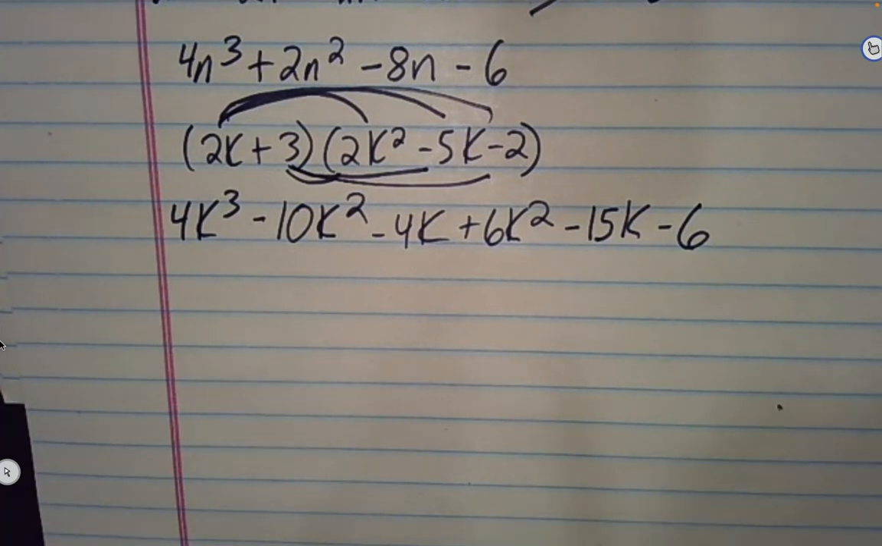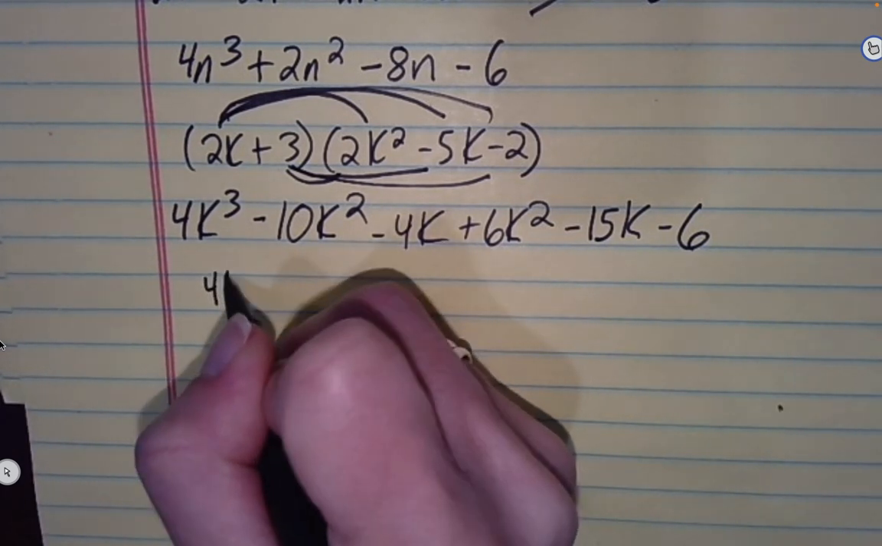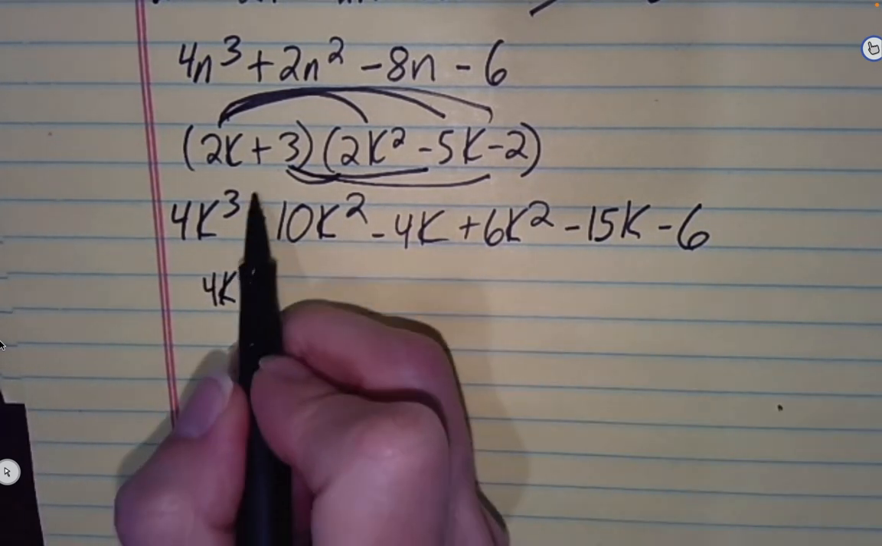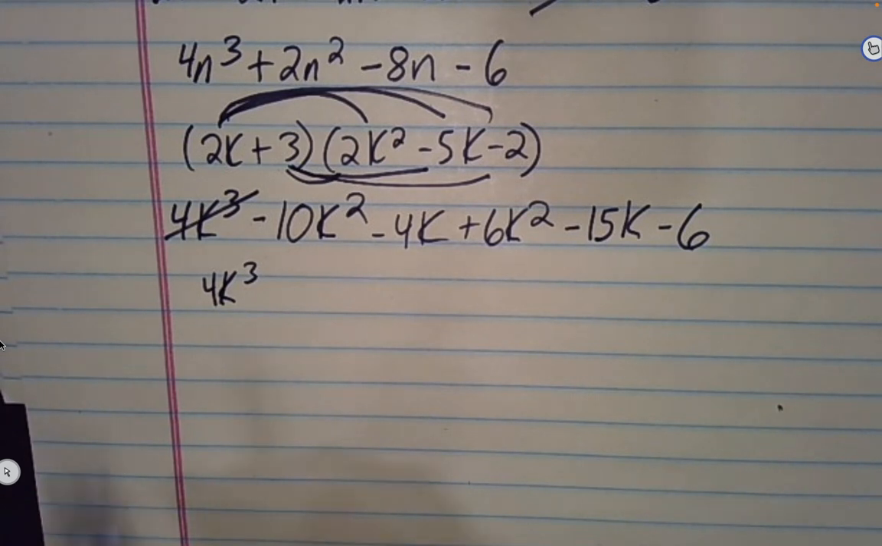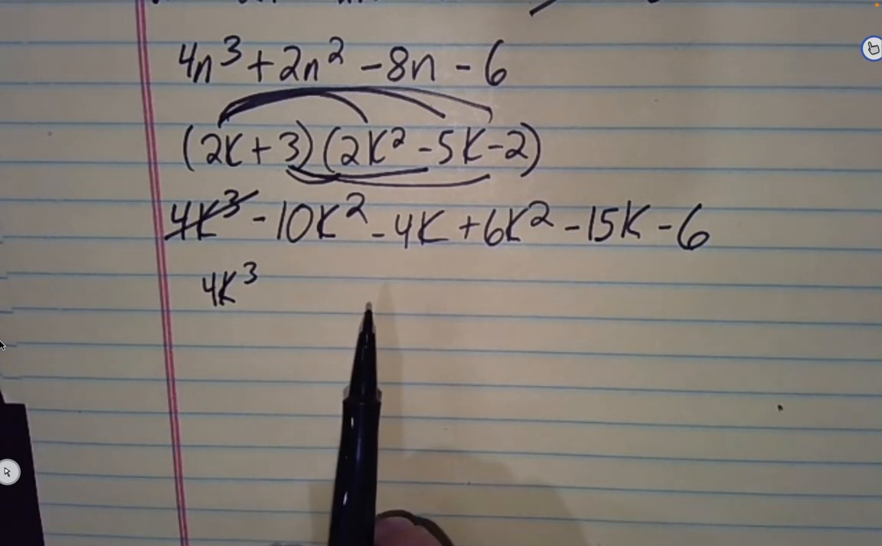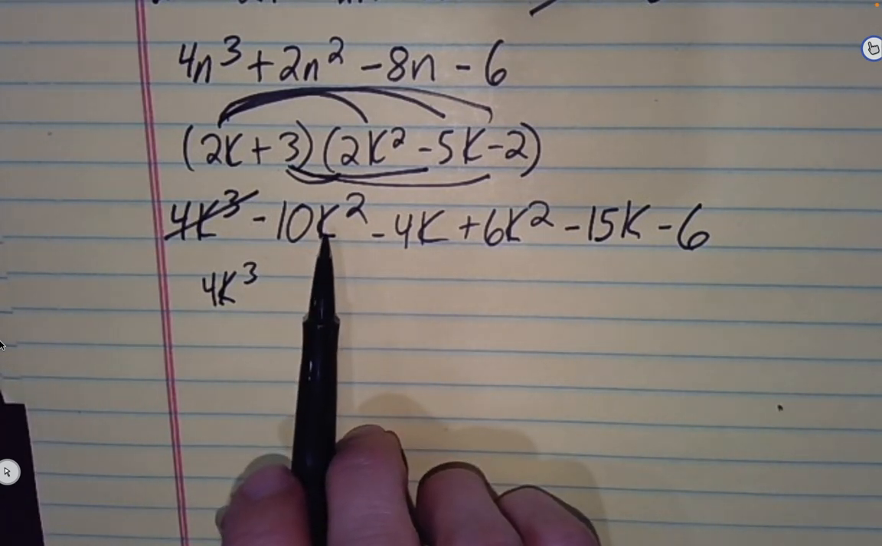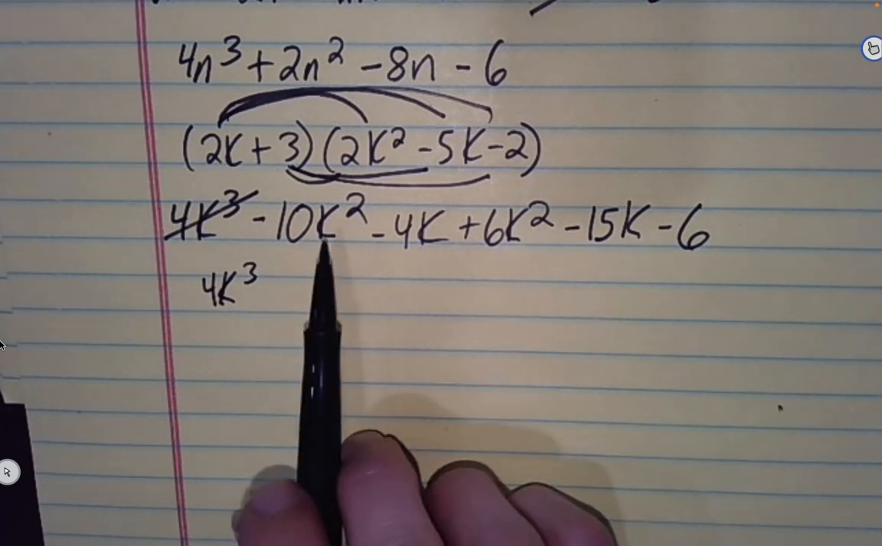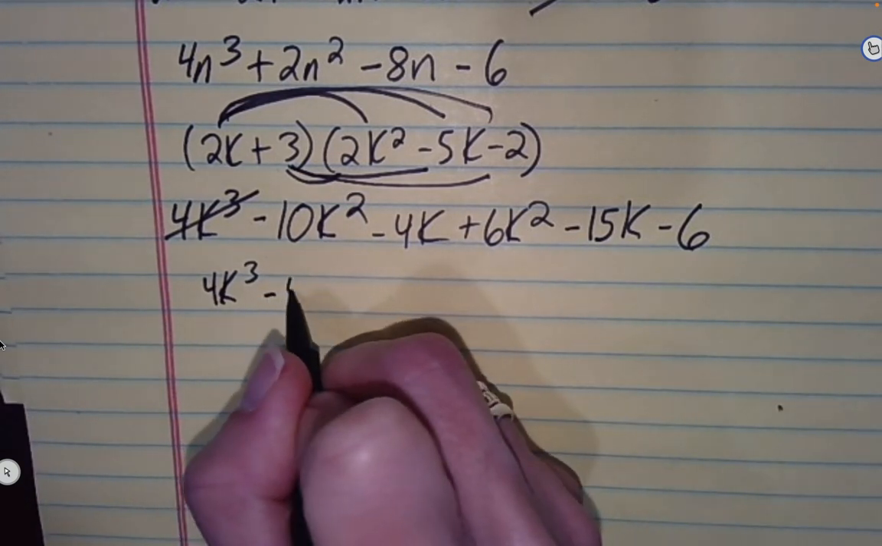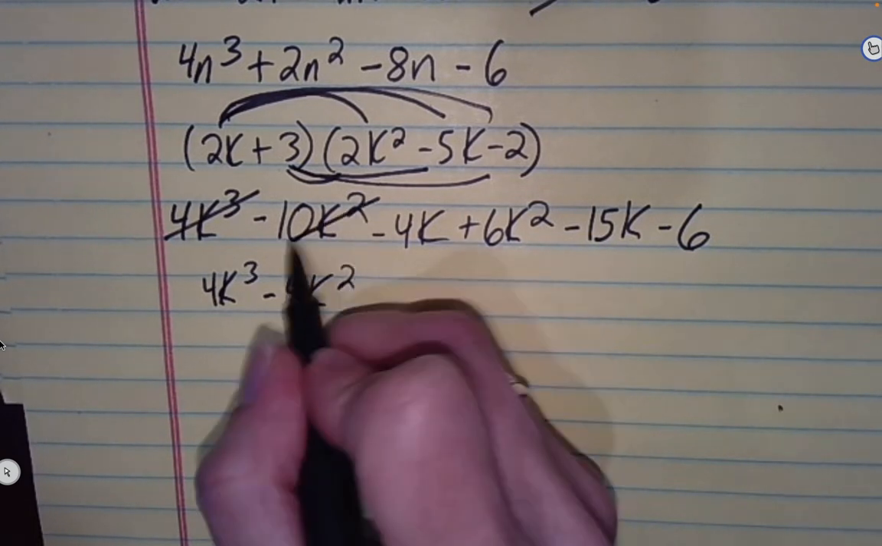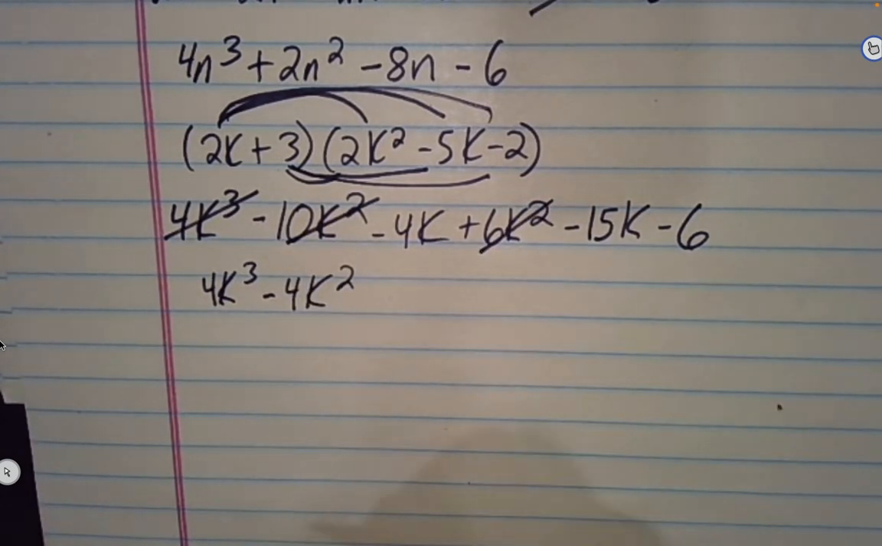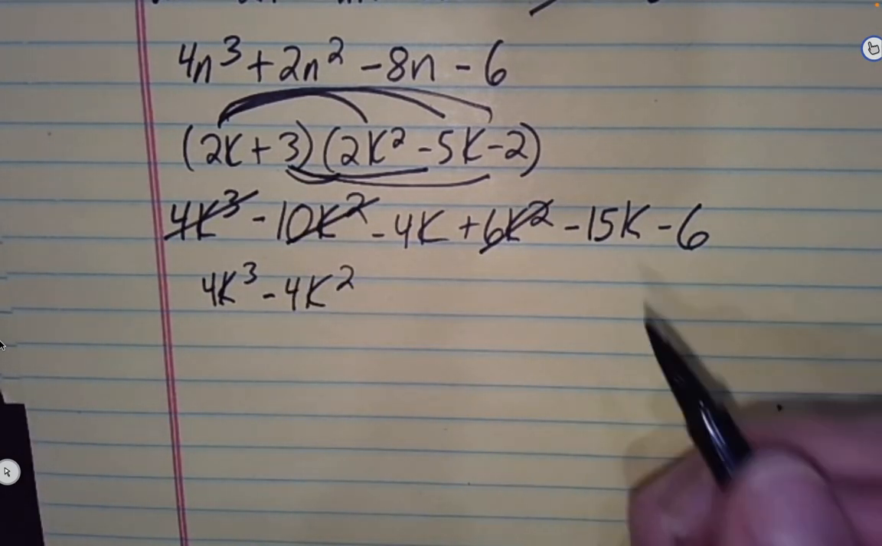And then we just combine our like terms. So I have a 4k to the third. There were no other k to the thirds. And then looking at k squares, I've got negative 10 and 6. So negative 10 plus 6 is negative 4. And then negative 4 minus 15.